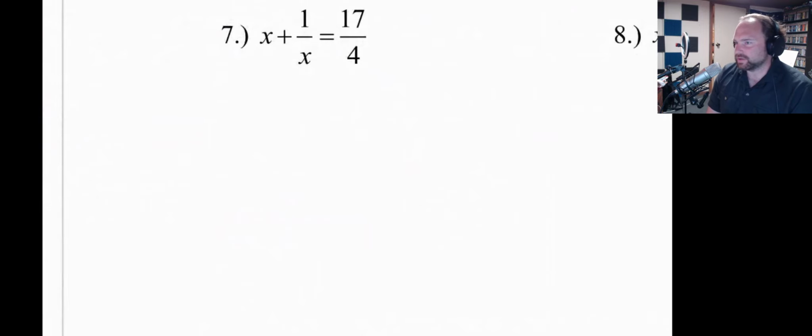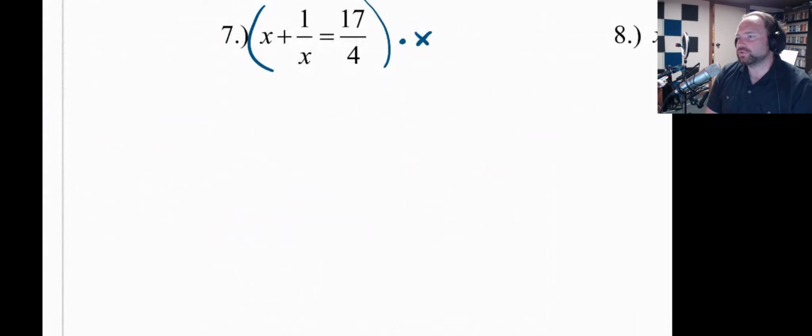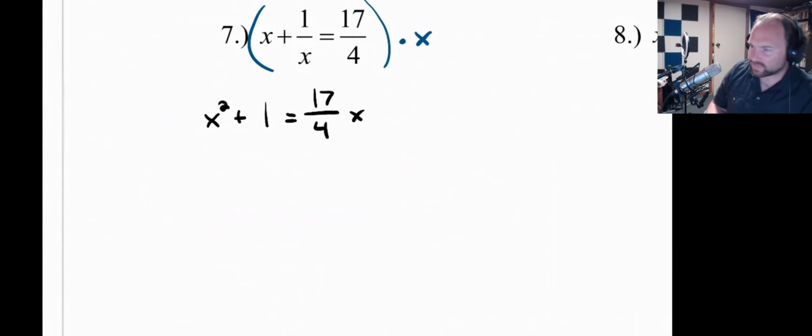This is not much fun to deal with in its current state, but much like what we did with problem number 2, where we multiplied everything by 4 to get rid of the fraction, we're going to do the same thing here. Let's multiply everything in this problem by another x. We're allowed to do that. What that will do, most importantly, is cancel out at least one of the fractions. It will leave us with x squared plus 1 equals 17 over 4 times x.